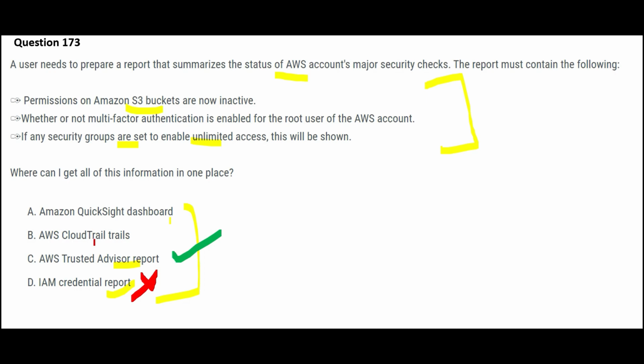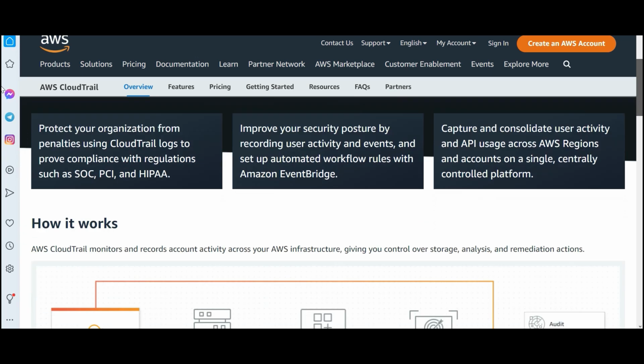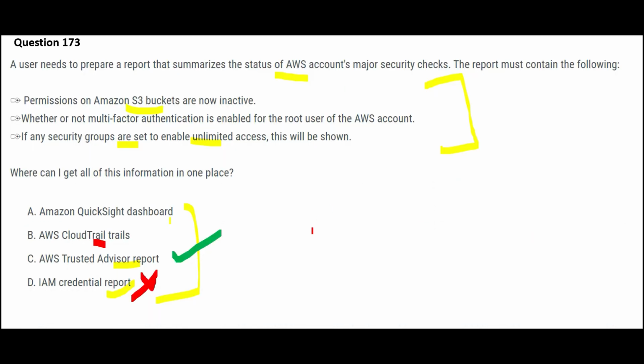Now let us look at CloudTrail logs, B. If there is a use case for tracking user activity, then you use CloudTrail. Whatever happens in your system, each and every user activity is logged here. This helps us identify bad players or hackers. This question is not talking about identifying bad players, hackers, or going through the activity log. That's why option B is wrong.